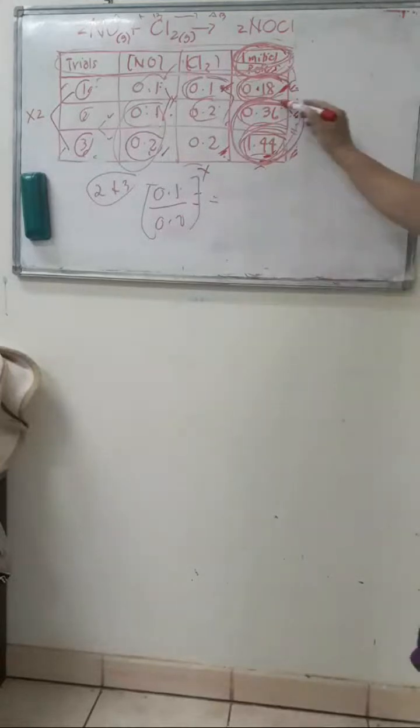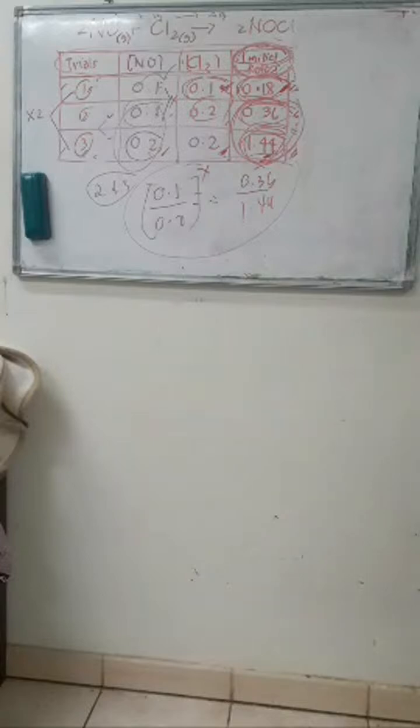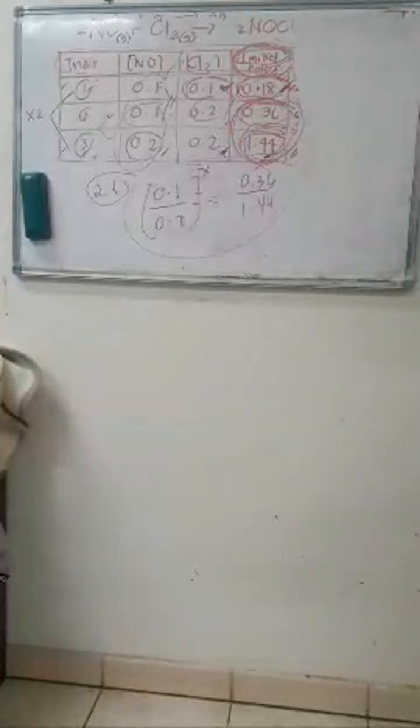Then 0.36 over 1.44, the value of x. Now, it looks confusing because the x is the exponent. How can you compute the value of x if it is an exponent in algebra? Again, get the point? How can you do that? Use the logarithm method.